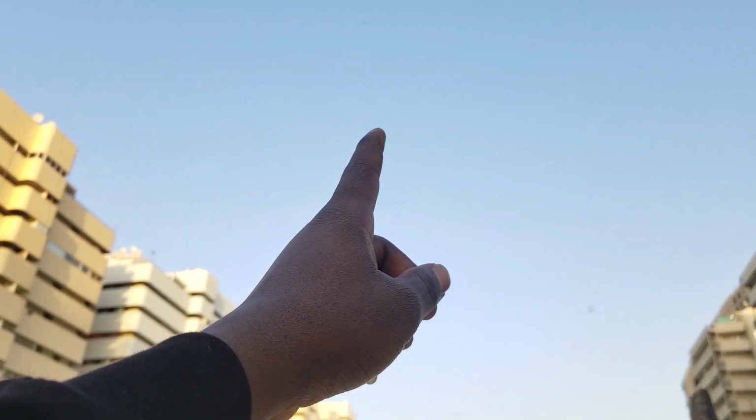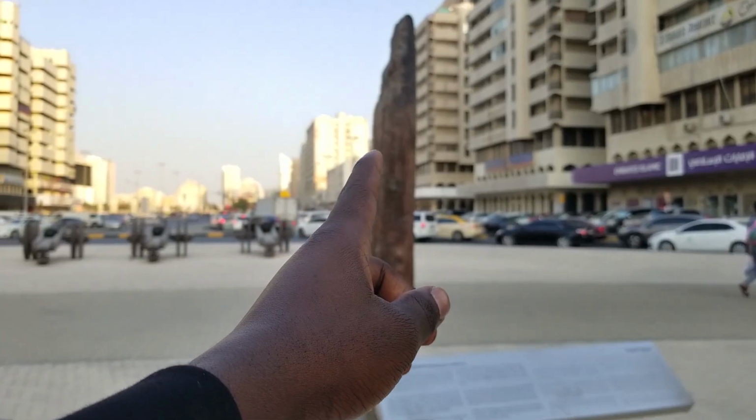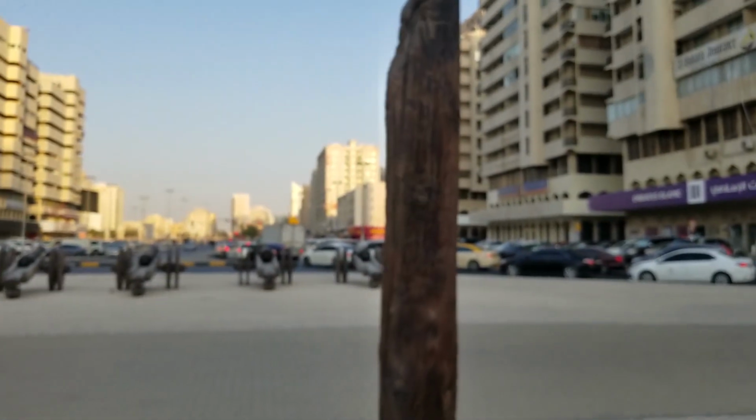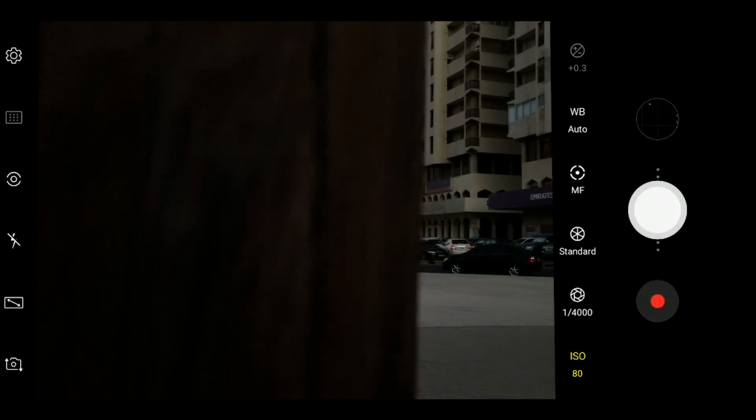Looking at our next shot, also the fourth shot, what I noticed was that there was a pole just on the left side. So what I did, I went near the pole and then adjusted my camera settings to Pro mode and then used this pole as a transition.